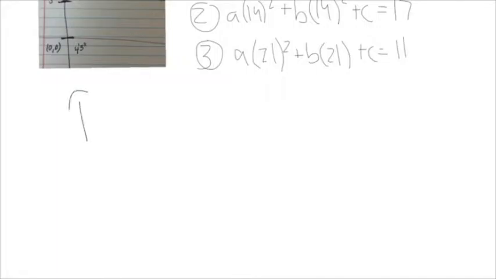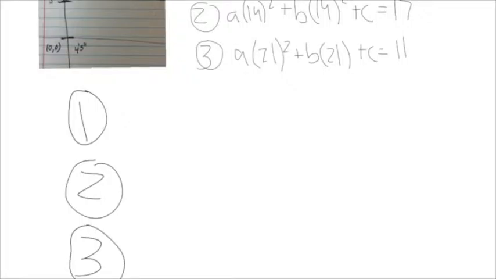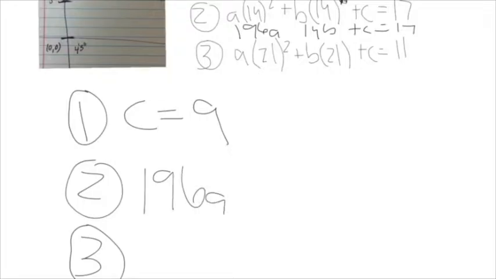So now that we have plugged in our ordered pairs into the equations, we can simplify each equation. We can cross off each of the first 2 terms because 0 times anything is 0 to get c equals 9. We find that 14 squared is actually 196, and then you multiply 14 by b, add c to equal 17. So the simplified version is 196a plus 14b plus c equals 17.